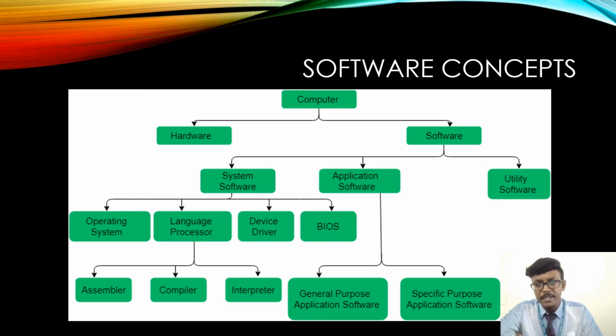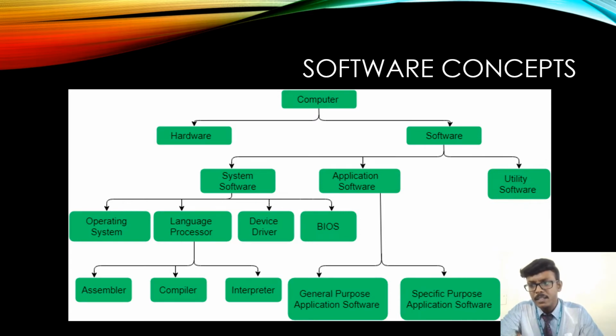So what I'm trying to say is, depending on the application or the area of implementation, we can divide the software into three major categories. One is system software, another is application software, and the other is utility software. We can see it in the diagram very clearly. So we have these three categories: system software, application software, and utility software.